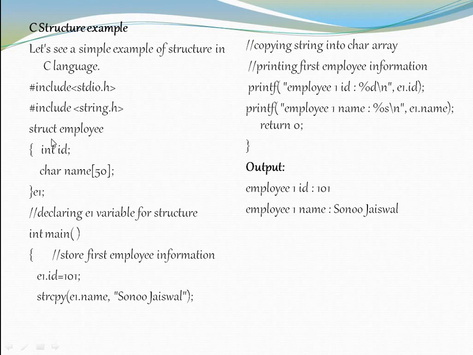Hash include stdio.h, hash include string.h. Here the structure is defined and declared: struct employee with ID and name, and we are closing the structure. The employee structure variable is E1. The main function is opened, and inside it we use the dot operator to access the members within the structure, that is ID, and we assign the value 101, and we copy the name into E1.name. After the initialization is done, using printf we print the employee ID and name, finally returning 0 and closing the program. So our output, the employee ID and name, is printed.